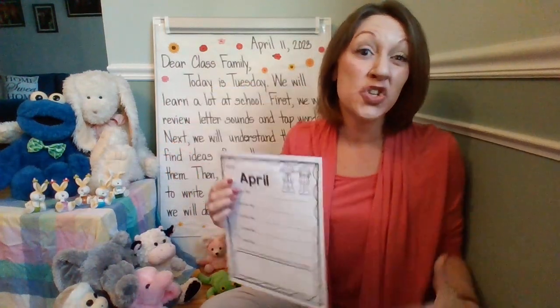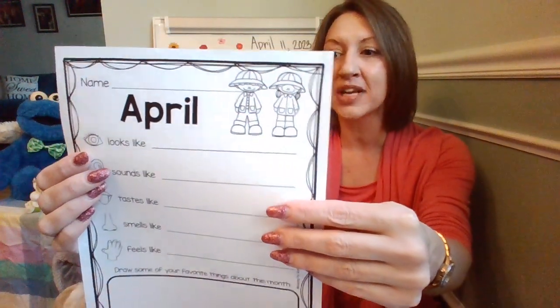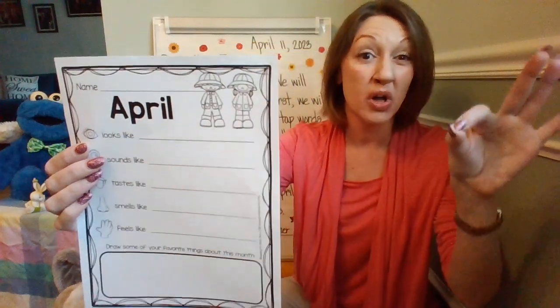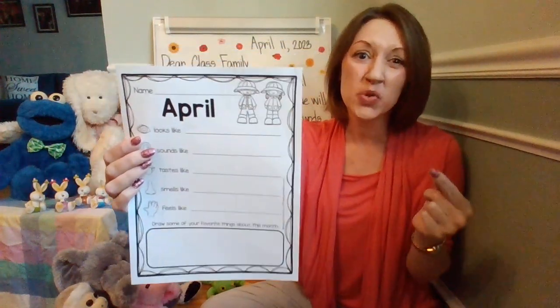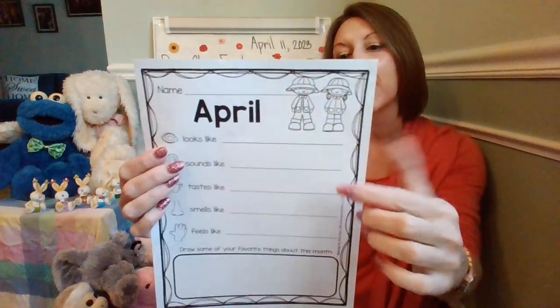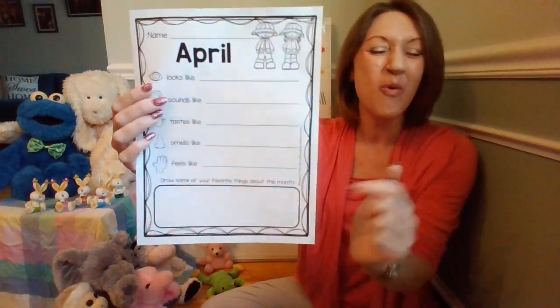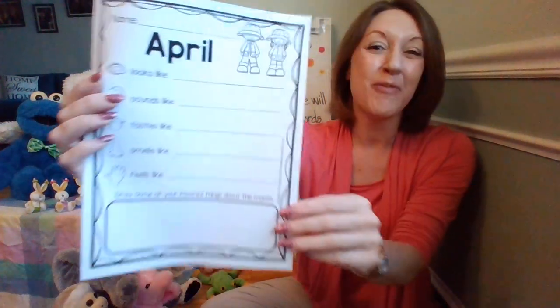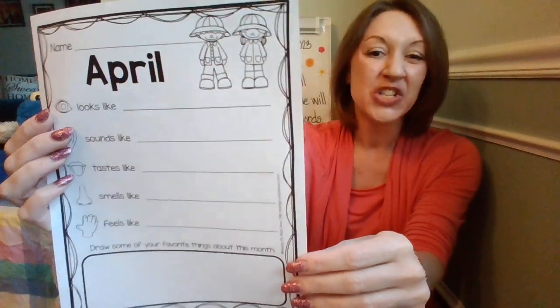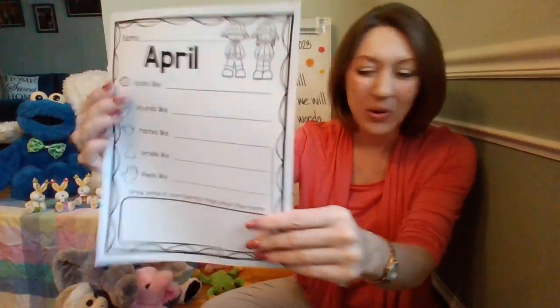So we're going to look back at that, revisit it, see if there's any more ideas for us to add. You're going to use that as a resource in addition to the word wall to tap out and hear those sounds for the words as you sound it out in writing on the line, and then do a wonderful picture below about your favorite things during the month of April.